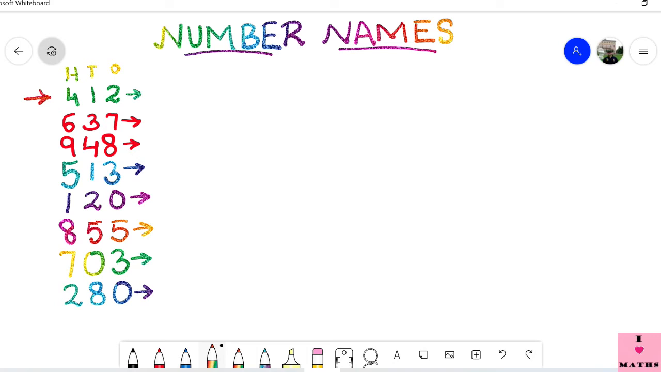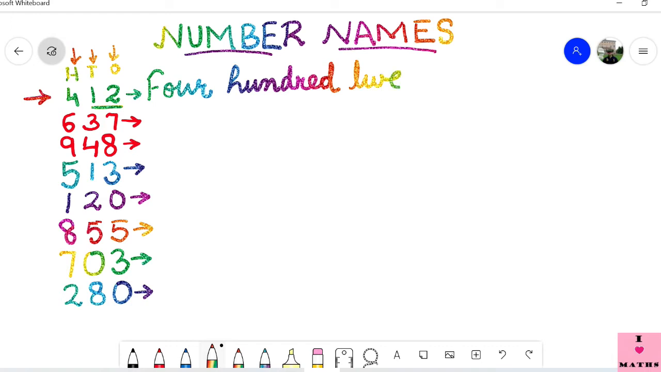412. 4 is at hundreds place, 1 is at tens place, and 2 is at ones place. Now 1 and 2 make 12. So this is 412. We are going to write FOUR, 4, HUNDRED, 100. And 12, how do we write 12? TWELVE, 12.